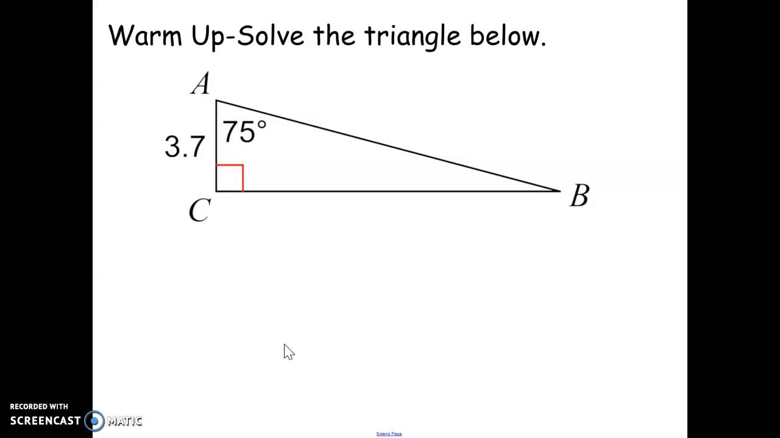So in the white packet that I gave you a couple weeks ago, there are notes for 8.1, 8.2, 8.3. So that's the next unit. And we're going to cover 8.1 in this video and the next video. And that is law of sines.